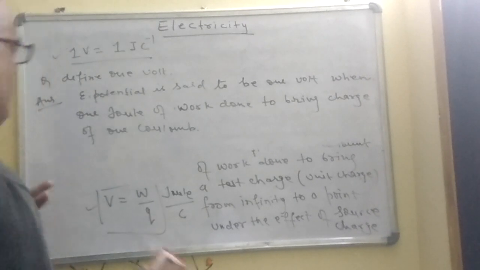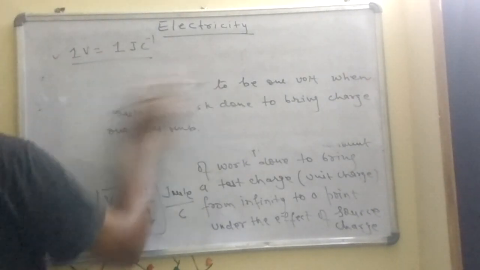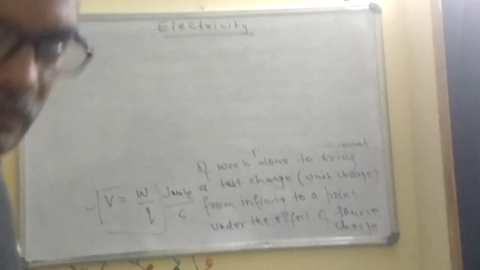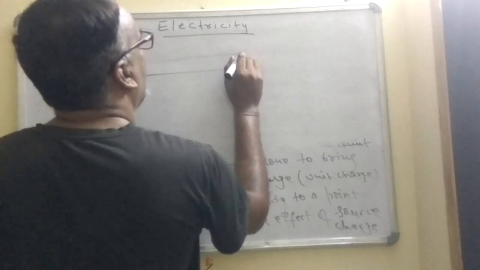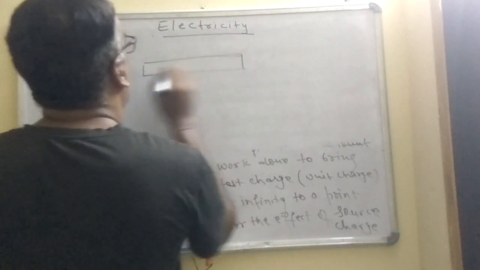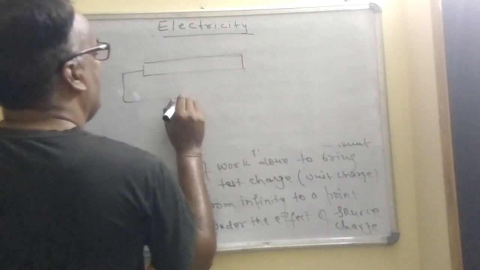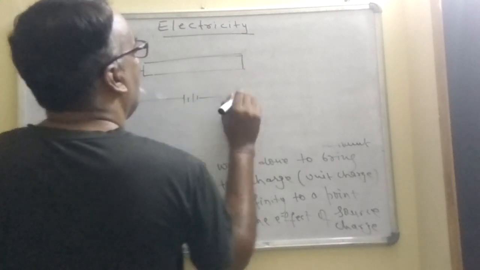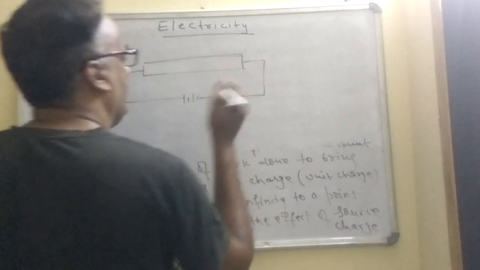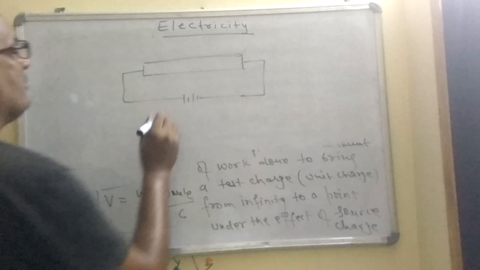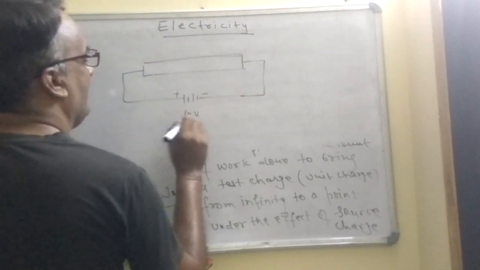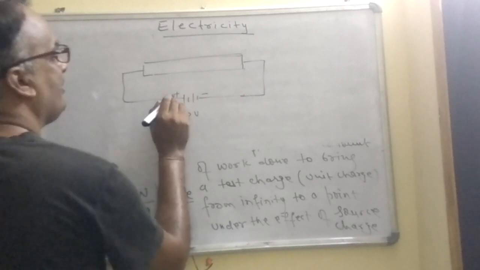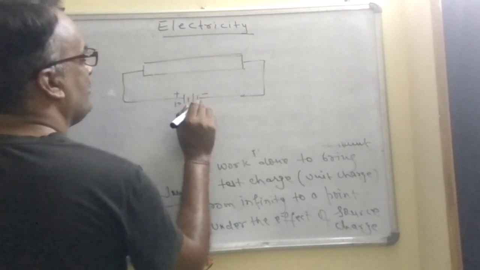Now the next comes potential difference. Potential difference is nothing, it's very simple. Suppose this is your conductor. The 2 ends of this conductor are connected with a battery eliminator, or any electric source. So this is positive and this is minus. Suppose this is a 10 volt battery. So this positive end is 10 volt, and this is your 0.